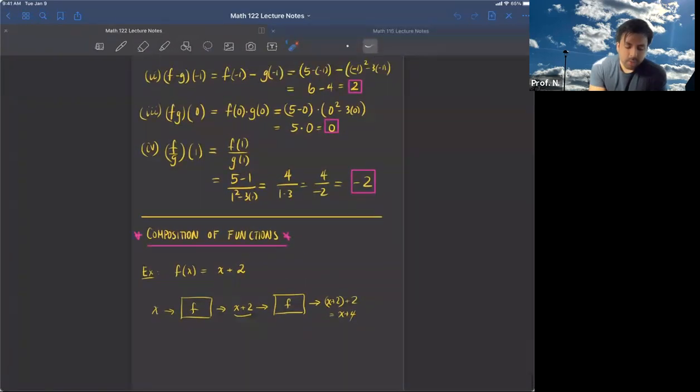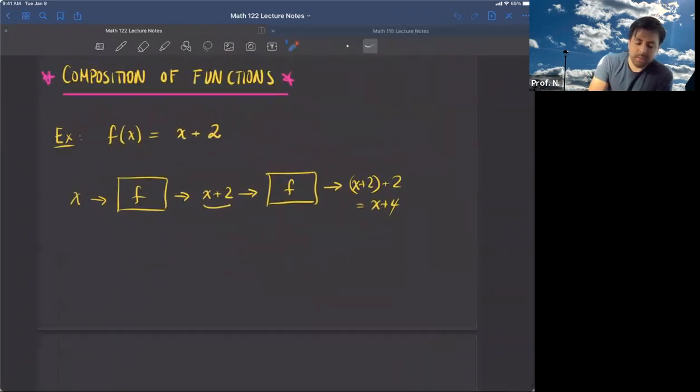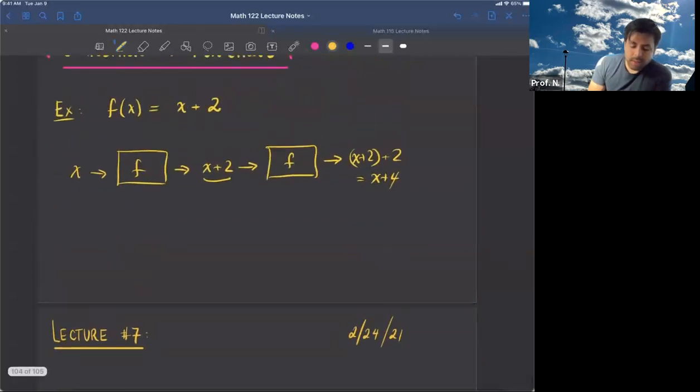So what we left off on was this idea of composition of functions. And this was a very special operation that we're able to apply upon functions. And we just simply talked about it as a little introduction last time with this example. So this is lecture number 7. Today is the 24th of February. So we're going to continue with this idea of composition of functions.